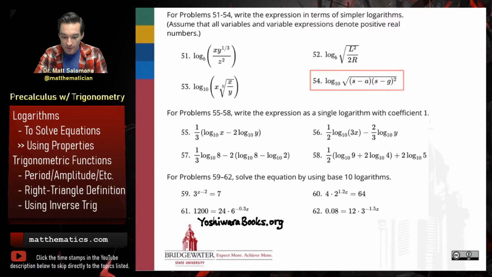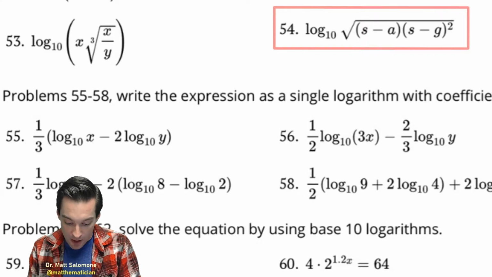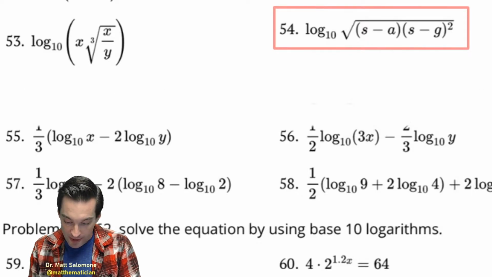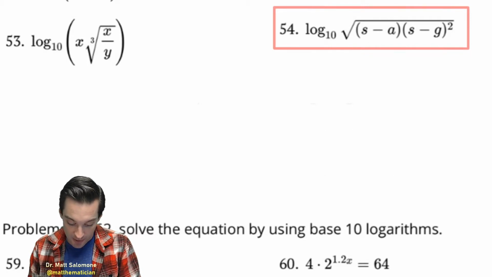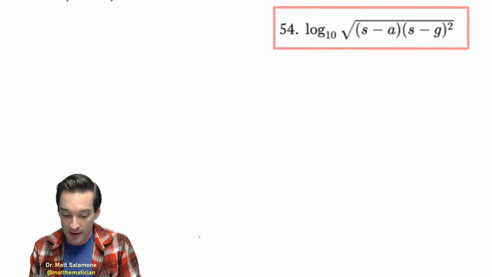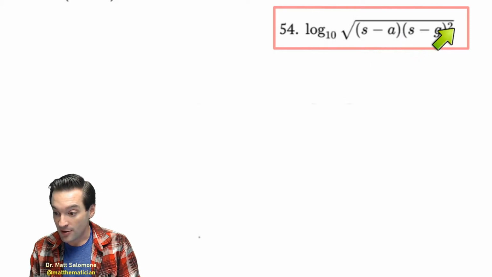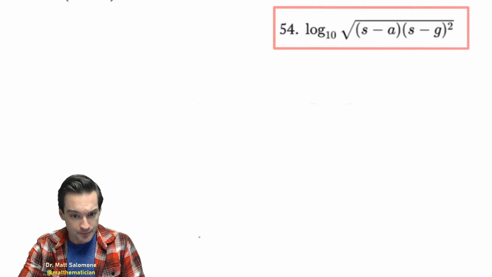So in problem 54, I'm going to zoom in on it for us a little bit. In this problem, we've got kind of a nasty looking logarithmic expression to try and simplify. It's a base 10 log of the square root of a product of a couple of factors. And in that product, my factors have some subtraction going on inside of them, right? I have a minus sign inside each of the factors. And then one of my factors also has that power of 2 on it. So s minus a times the quantity s minus g to the power 2. And so our task is to try and rewrite this thing using the properties of logarithms and exponents.